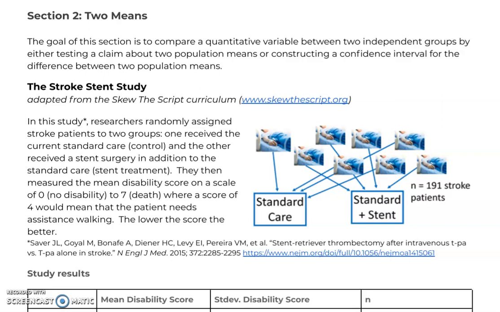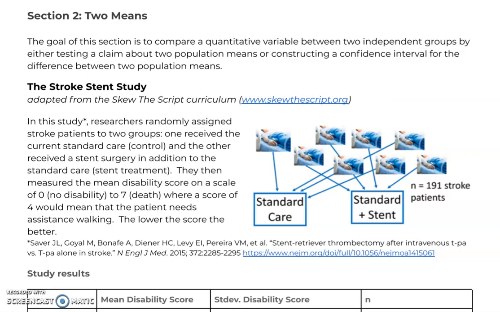In this section, we're going to look at the difference of two means. And remember from when we looked at one mean, we would look at the t-distribution. So both the t-interval as well as the t-test. Over here in this study, we're looking at a stroke stent study, and we have two groups.